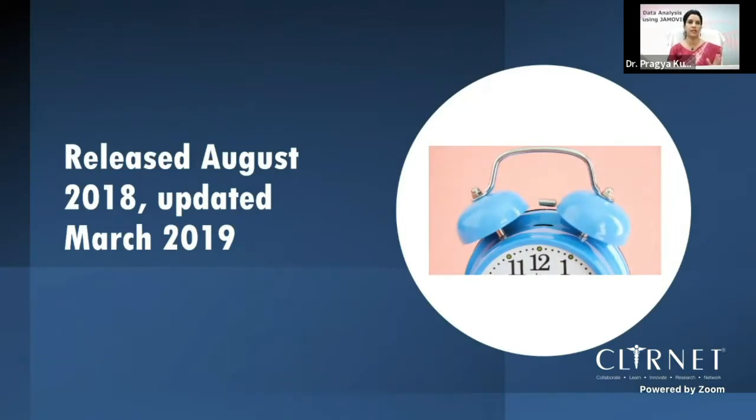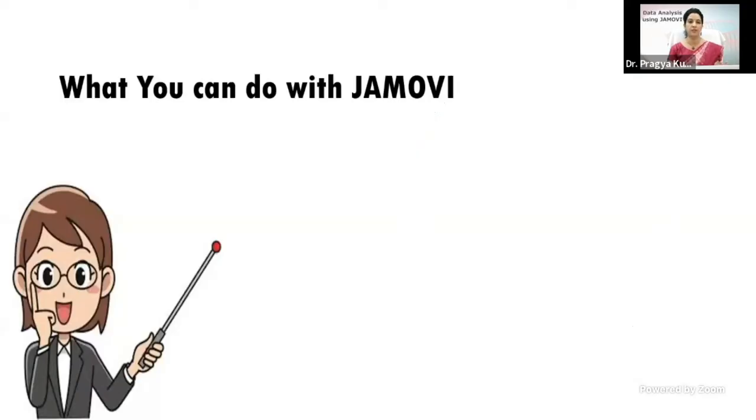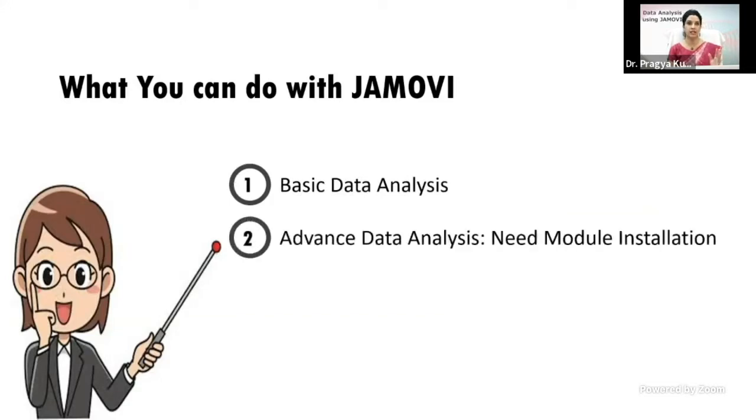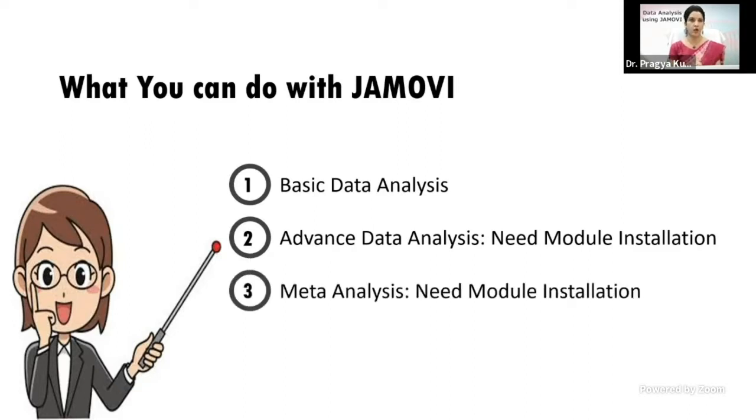Dr. CM Singh has given you a very wide and exhaustive overview of the software, how it is different from R and how it is different from SPSS, and about its cost issue, and it is freely available. So what can we do with JAMOVI? We can do the basic data analysis. Then again, we can do the advanced data analysis, but it needs module installation because there are various modules of JAMOVI and we need to install those modules separately. Again, there is a very good option of meta-analysis in JAMOVI and we can do that also, but again, it needs a module installation.